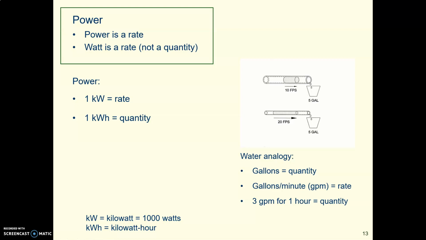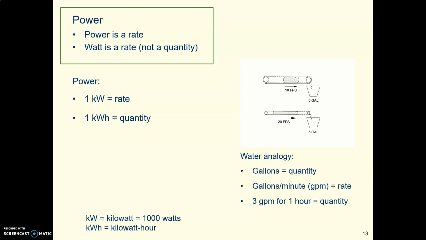Power is a rate. Watts is a rate. It's not a quantity. So when we say a power plant is so many kilowatts, we can't say the power plant produces this many kilowatts per day. That would be nonsense. It is producing power at a rate. It's just like when you talk about water going through a pipe, you talk about how many gallons per minute is the flow rate. It's like that with power. So watts is a rate.